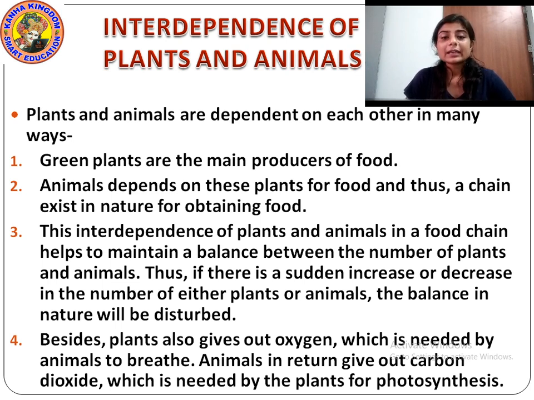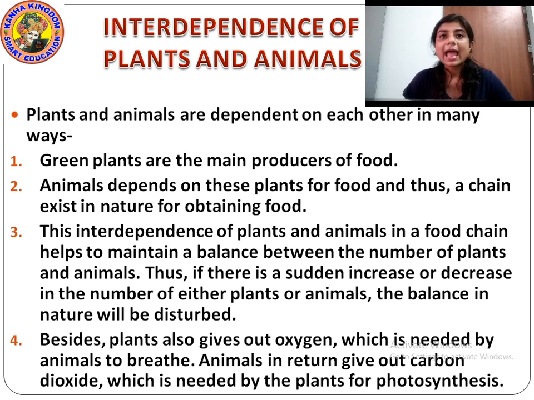And if there is an increase of animals or plants in the environment, then there will be a disturbance in nature, because if there are more trees and fewer animals, then what will happen? All the plants will be congested, yes or no? To maintain the balance in nature, the plants are eaten by the animals. These animals are also eaten by different higher animals so that they maintain the balance in nature.